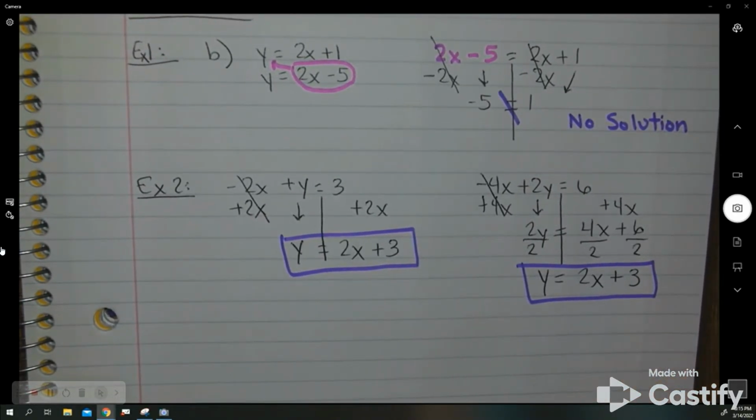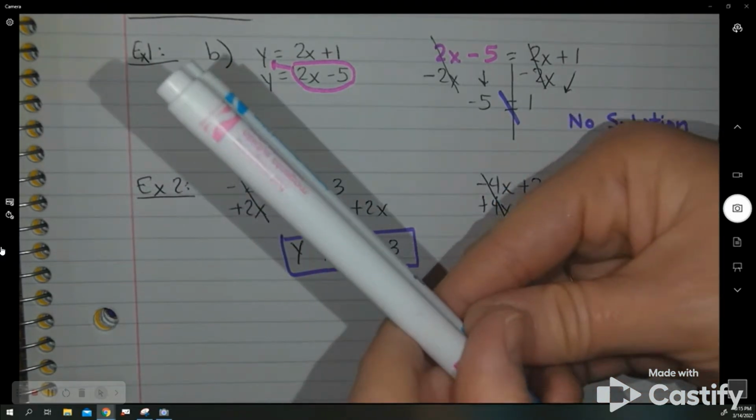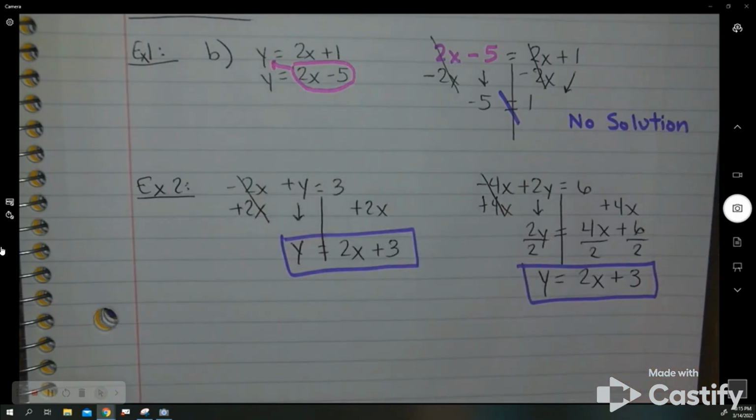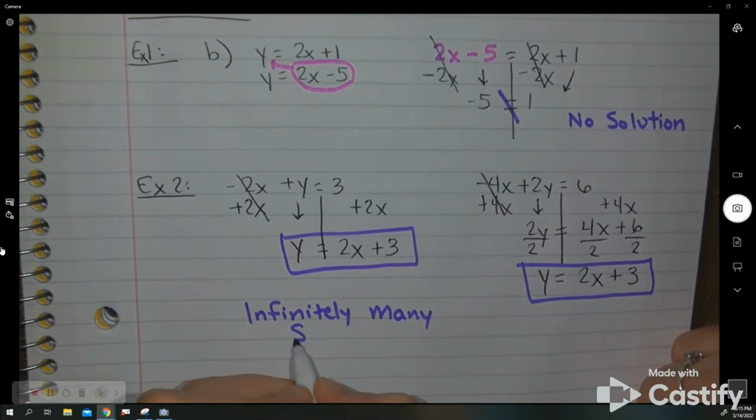They're exactly the same line, which means they are stacked directly on top of each other. So every single point on the blue marker is touching every single point on the pink marker. And remember, lines go on and on forever and ever, which is why this one is the one we call infinitely many solutions. So every dot on both of those lines touch one another.